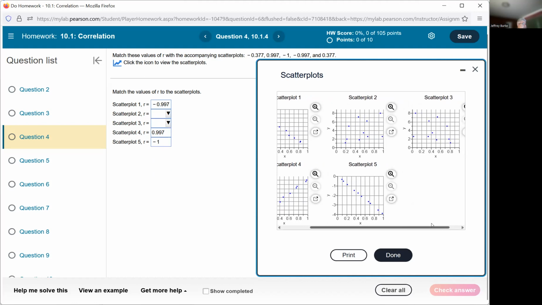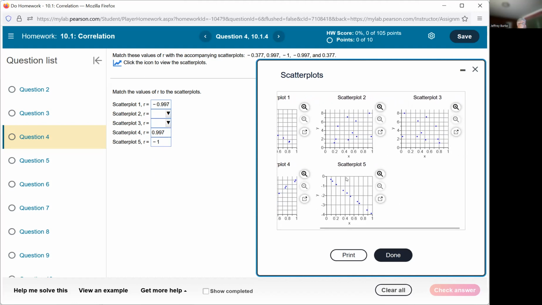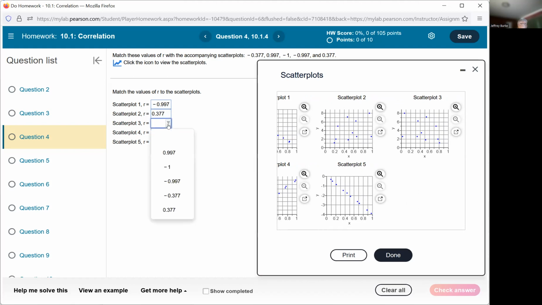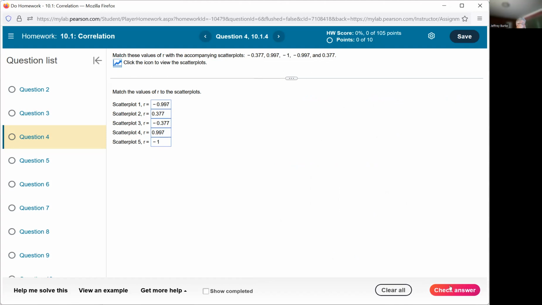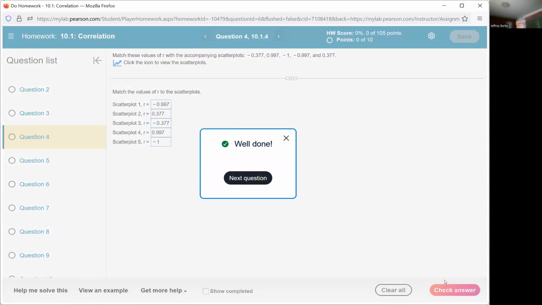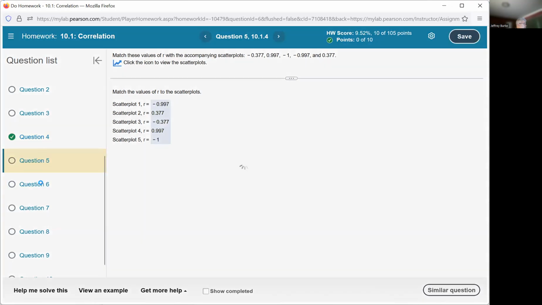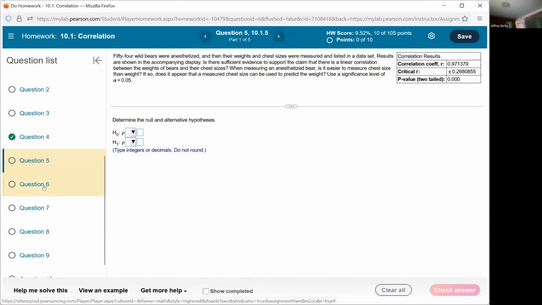So let's go ahead and take a look at 2 and 3. I would say if there was one that's going to be positive, this is the one that's more likely to be positive, and then this is the one that's more likely to be negative. So I'm going to say scatter plot 2 is positive 0.377, and then scatter plot 3 is going to be -0.377. So if we're done with that, let's check our answer. And huzzah, it is done. Let me see if I want to go to the next question or not.